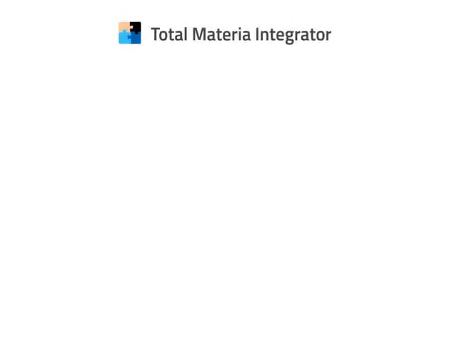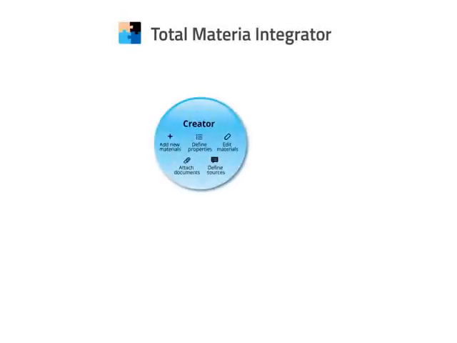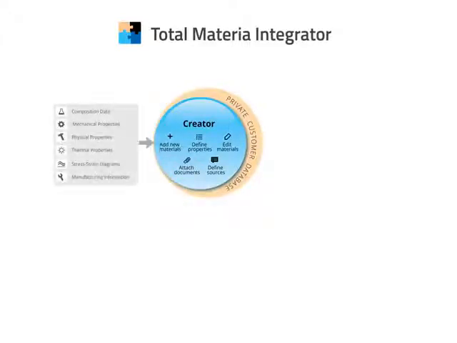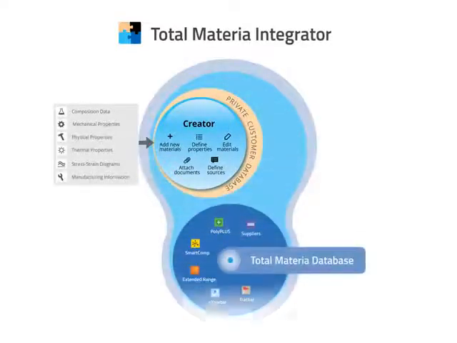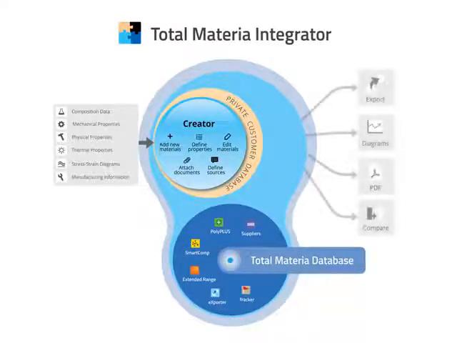Total Materia Integrator is a new product from Key to Metals AG for creating a private company database of material information. Combined with the Total Materia database, Integrator offers a simple, turnkey, affordable engineering data solution for the entire business, opening up a range of exciting material discovery opportunities which drive smarter engineering decisions.